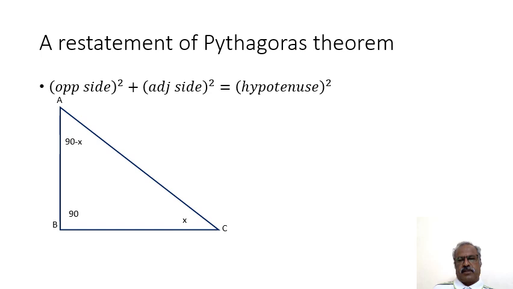Restatement of the Pythagoras theorem. Normally we state the Pythagoras theorem for a right angle triangle ABC shown in the figure as AB square plus BC square is equal to AC square. We will just restate it in the form: opposite side square plus adjacent side square is equal to hypotenuse square when we are dealing with an angle. So the side opposite to an angle squared plus the side adjacent to an angle squared equals the square of the hypotenuse is the statement that we will need when we are dealing with the trigonometric ratios.